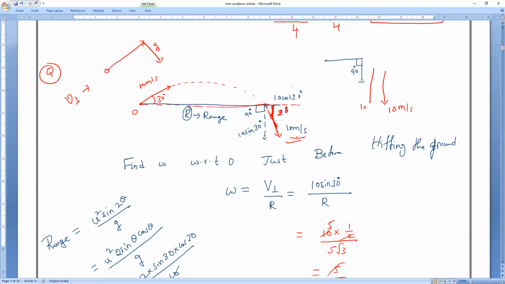Everybody? Because as it is coming down. Clear? So what is the angle between them? The angle between them is 90 degrees. So that is what perpendicular. Any doubt? Anyone let me know. Clear?